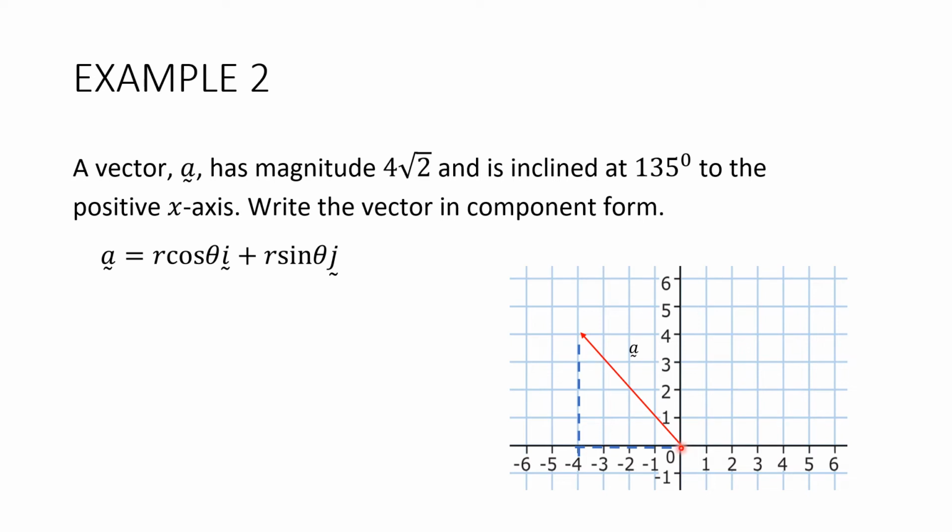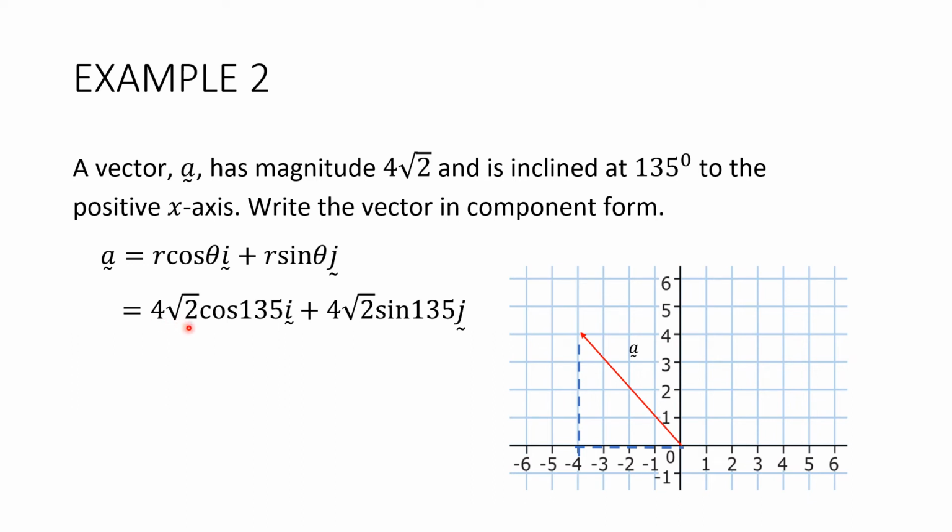So if we just think about that for a second, this distance here, this length along the x-axis, would be the same as r cos theta, if this length here is r. And this distance here, up the y-axis, would be the same as r sin theta. Now all we need to do is substitute in 4 root 2 for r and 135 degrees for theta, like this. Now we are expected to use exact values here.